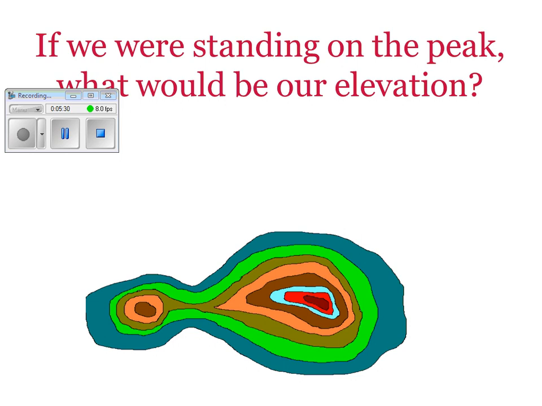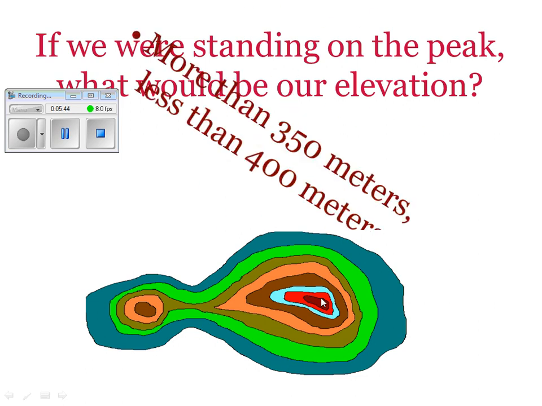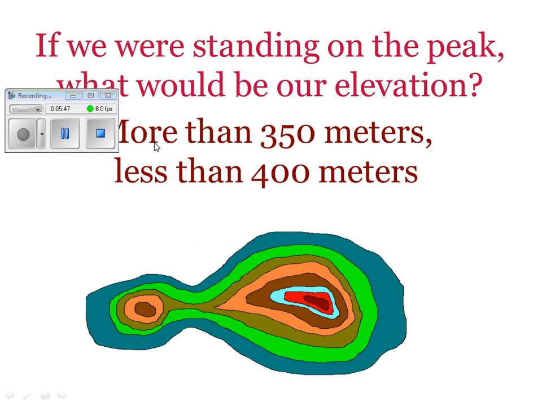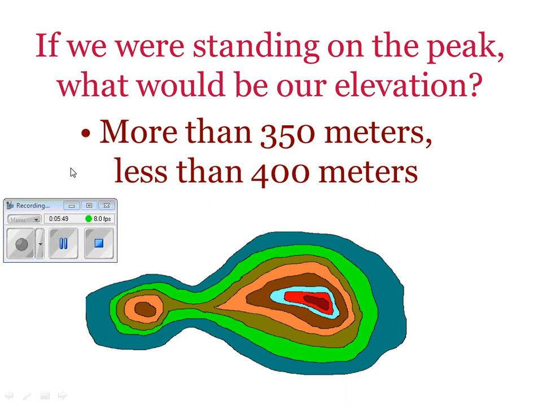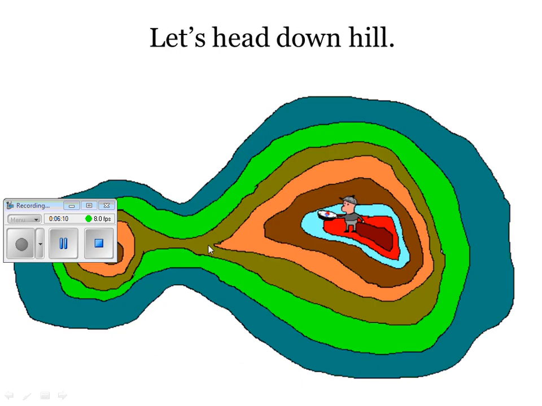If we were standing on the peak, what would the elevation be? We just said that this is a 350 line. So what's the elevation going to be at the peak? It's got to be more than 350, but less than 400, because we don't have a 400 line. So without a 400 line above this 350 line, we can't say that it's 400 meters. It's got to be somewhere between 351 and 399. Now he's going to go down the hill.